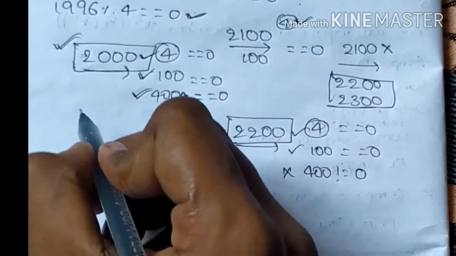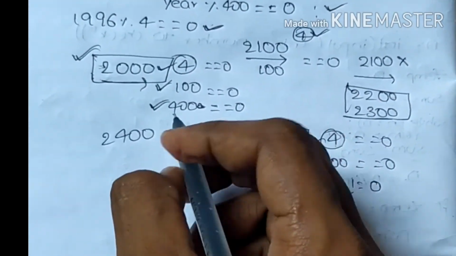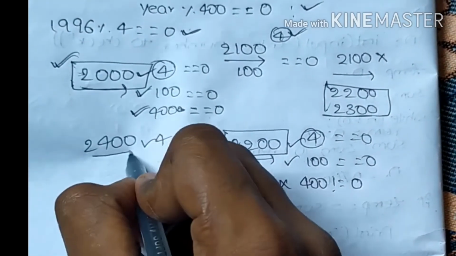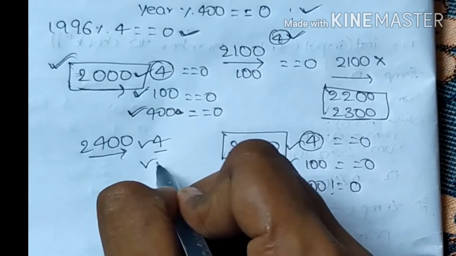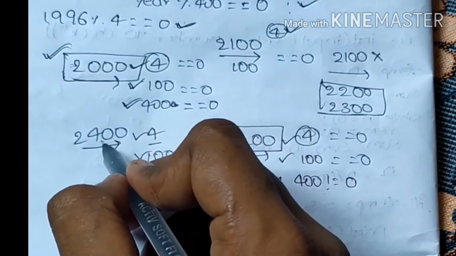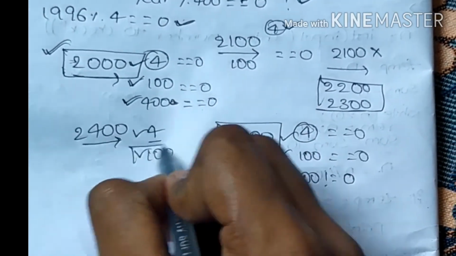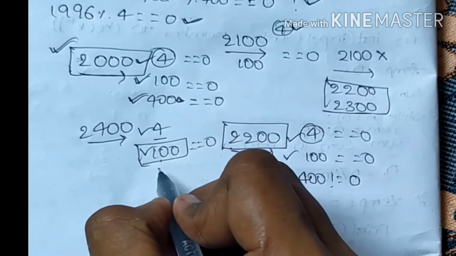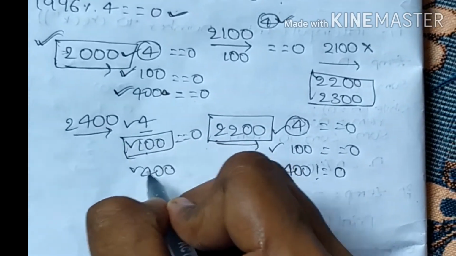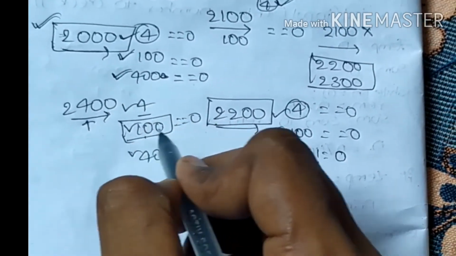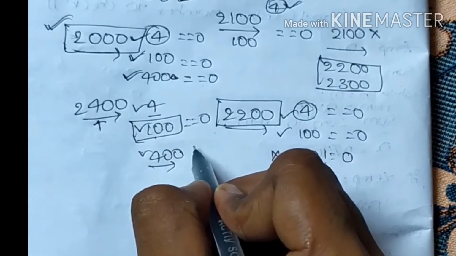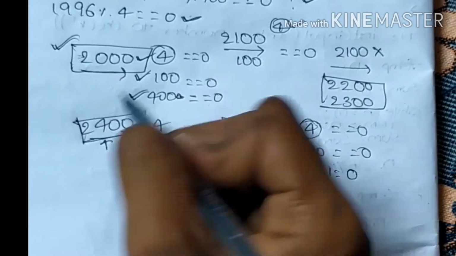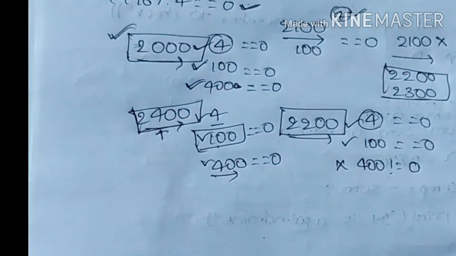If you see 2400, this number is divisible by 4. After checking with 4, we have to check with 100. This number is divisible by 100, yes, we get the remainder equal to 0. After checking with 100, it is necessary to check with 400. Here 2400 is divisible by 400 and we get the remainder equal to 0, so it is said to be a leap year. This is the concept of a leap year.